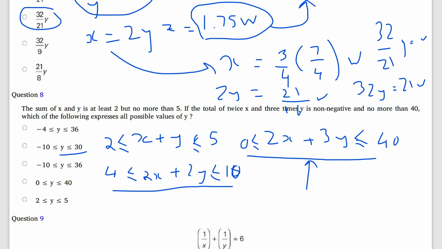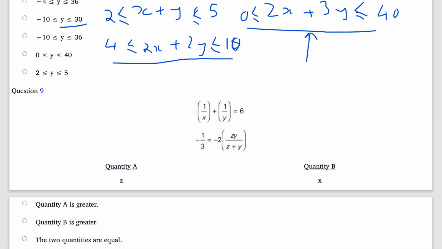But for now, I know the upper end of y must be 30 because 2x plus 2y must be less than 10, but 2x plus 3y must be less than 40. So y on its own must be less than 30. So the max value is 30. So it's answer B, but maybe someone in the comments can finish that off and work out the lower end of the value of y. Either way, in the test, you've got the answer, so you would move on.